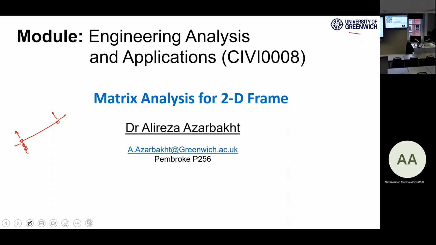Last week, we talked about beam elements. Remember? For the beam elements, how many degrees of freedom did we have for one node? Do you remember?